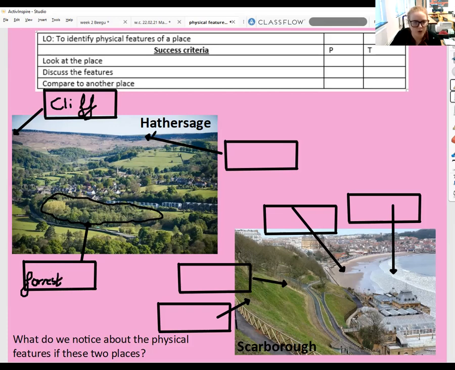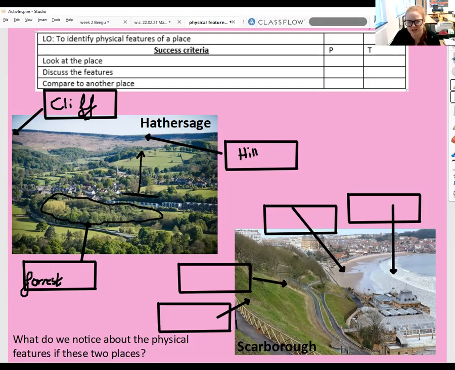Fantastic. And up here, we've got a raised area of land. Down here it's quite low, it's quite flat. And if we want to walk uphill, we'd end up here. So this is a hill. But we also saw in Hathersage that we have other things. What else did we have? We have hills, we have cliffs, we have forests, lots of greenery, lots of things going on.